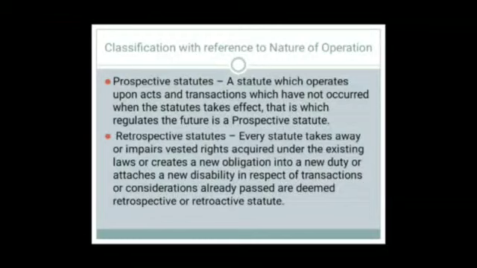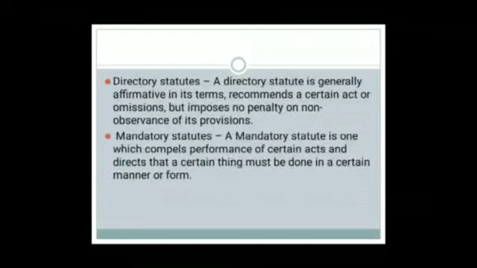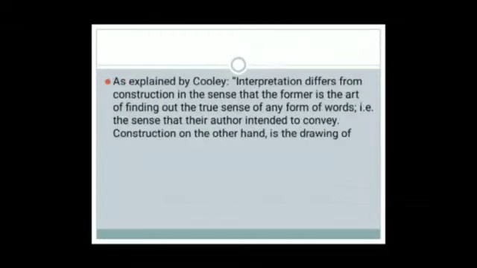So that's it. At the end, I'll just conclude by saying that interpretation means the art of finding out the true sense of an enactment by giving the words of the enactment their natural and ordinary meaning. So this whole process of ascertaining the true meaning of the words which are used in a statute is called the interpretation of statutes.